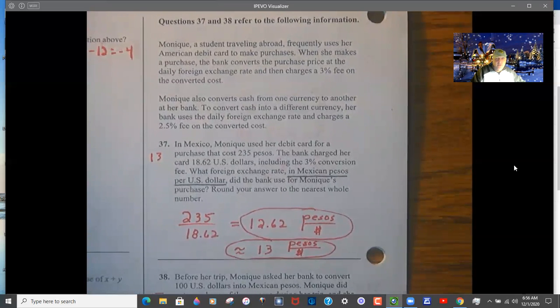So you're reading through all of this, and then it's asking what foreign exchange rate in Mexican pesos per dollar. So anytime you see pesos per dollar, I learned early in my life, I'm dividing pesos by dollars. Give me a pesos amount, give me a dollar amount. I only see 2 of those. So I don't even think. It's 235 over 1862. That's the only thing you can do. And that rounds to 13 pesos per dollar.